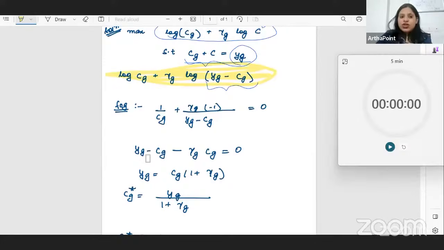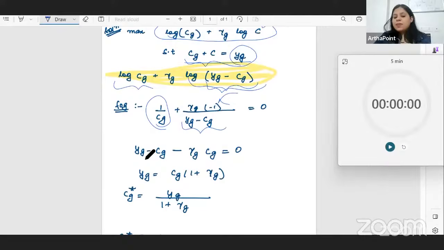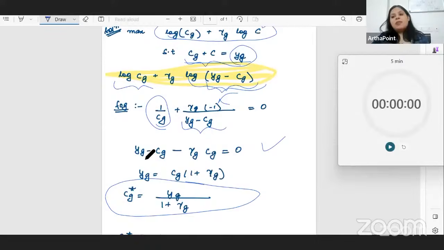So when you differentiate this with respect to CG, differentiation of log CG will be 1 by CG. Differentiation of log (YG minus CG) will be 1 upon (YG minus CG), and here you will have minus 1. So when you solve for the value of CG, you will get that the private consumption should be YG upon 1 plus gamma G. This should be the private consumption.